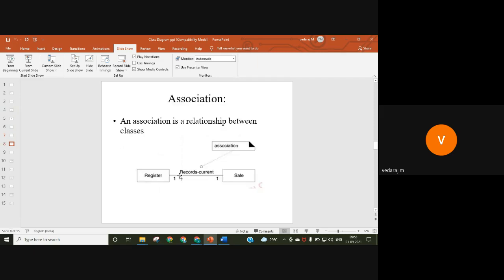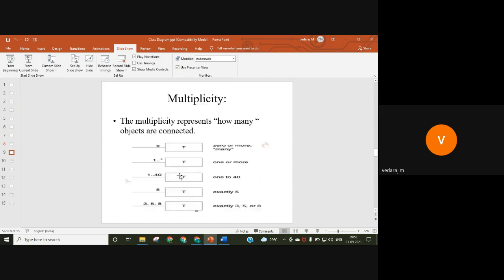Then we discussed the definition of association. Association is nothing but the relationship between classes. Then we discussed multiplicity. Students, kindly use multiplicity in the class diagram. It's very simple only, right? How many objects are connected in the relationship between the two classes: one to one, one to many, one to more, exact. So many multiplicities are there.